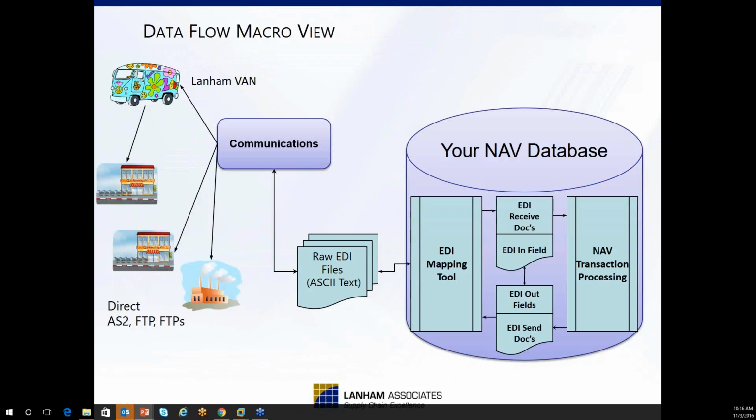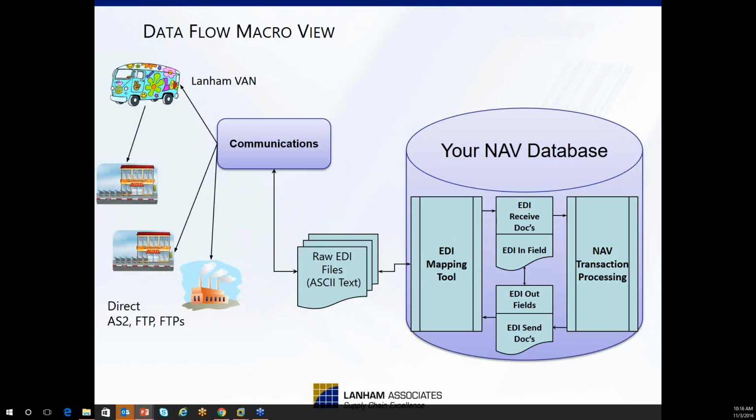The other way of getting data, and really our preferred way, is really these two arrows right here, and that's going from you through your communication software directly to your trading partners, sending essentially these raw EDI files and receiving these raw EDI files. Now that's only made possible if you have the ability to locally translate or map the data between you and them.